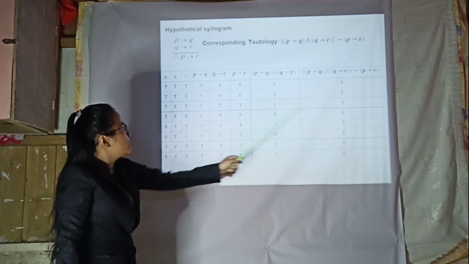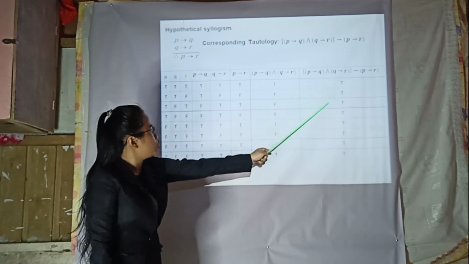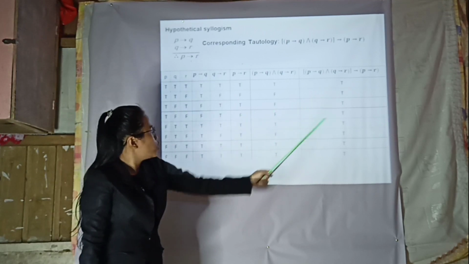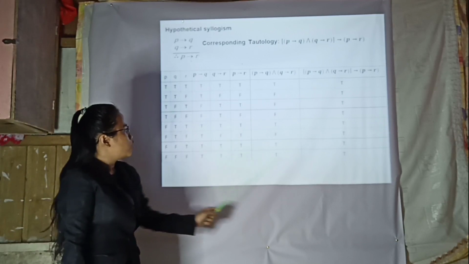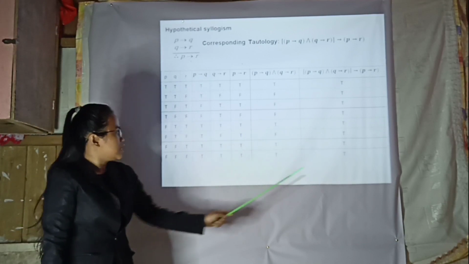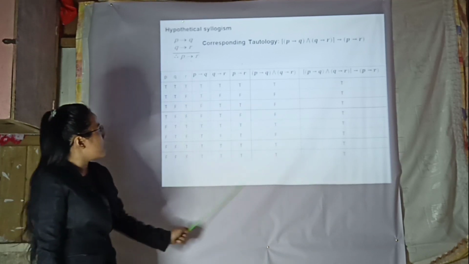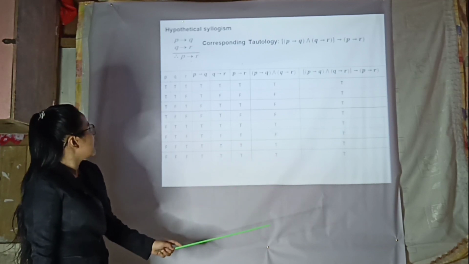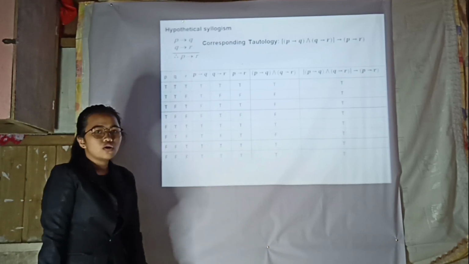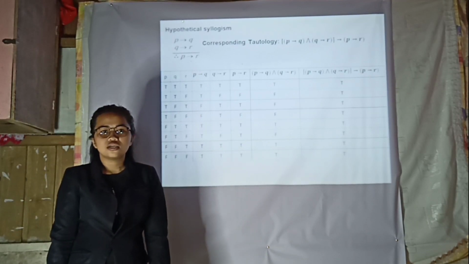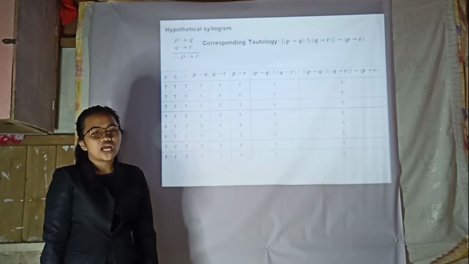So, true, true, true. So, false, false, true. False, true, so true. False, false is true. True, true is true. False, true is true. And true, true is true. And true, true is true. So, these truth tables represent the hypothetical syllogism. So, do you have any questions, class? So none. So let's proceed to the next rule of inference.